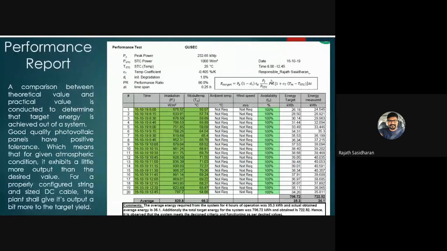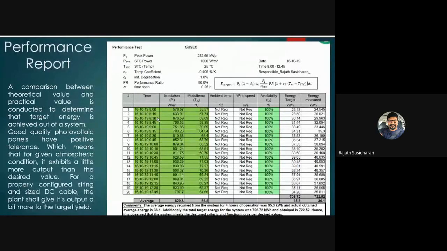The next thing is performance ratio. This is something that we will find in the simulation report. When you do the simulation, it can show you the performance ratio of the photovoltaic plant that you are about to build. It is a composite of several factors. Then the time span is 0.25 hours, which is a quarter of an hour. And in the table, in the green field, these are the inputs that we give.